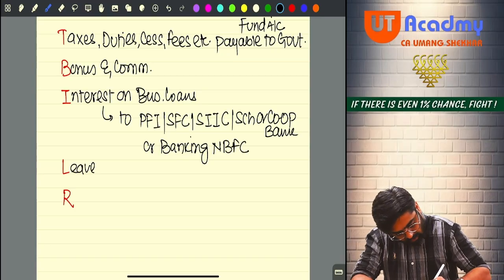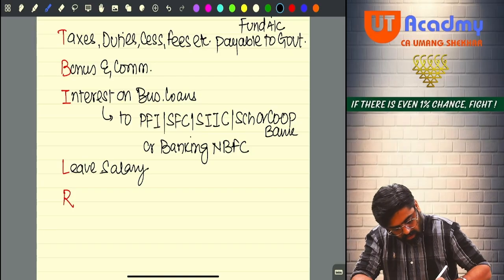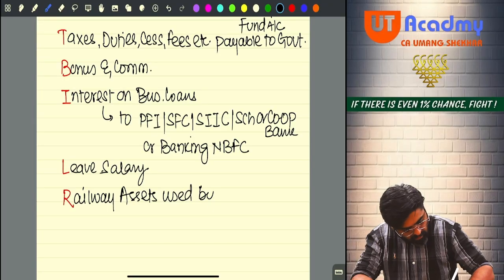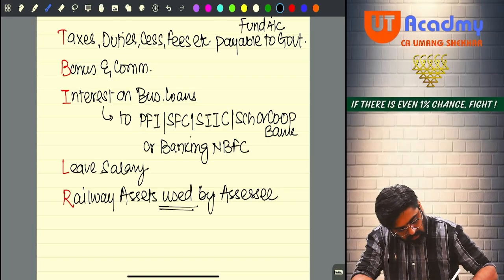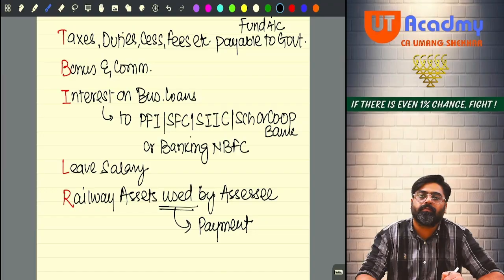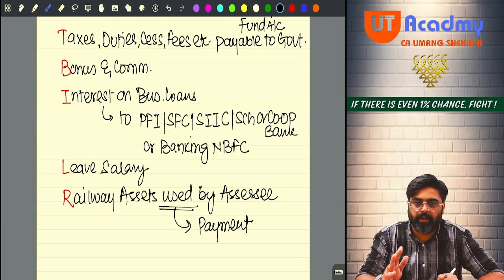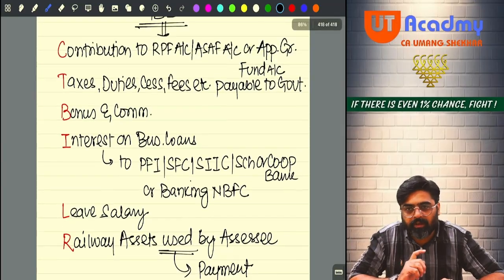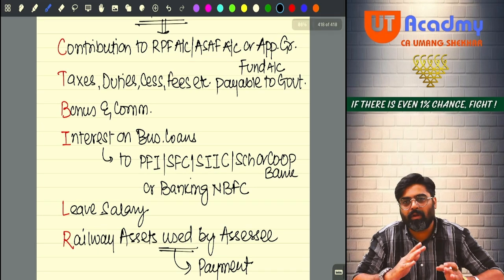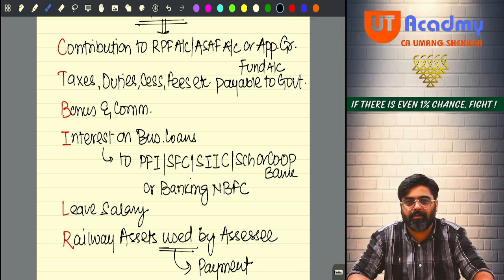L for leave salary. R for railway assets used by the assessee, and for this use, payment is to be made by the assessee. Yes or no? So these are CTBILR. All these expenses, you might have seen somewhere. We have already covered all these expenses in our earlier sections.